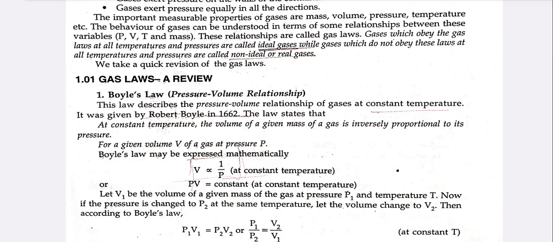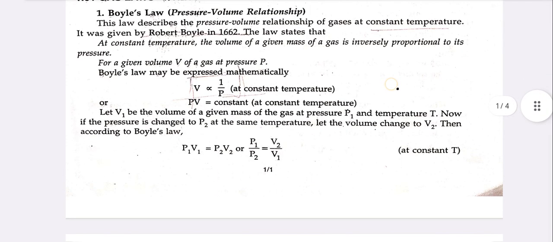For a given volume V of a gas at pressure P, Boyle's law may be expressed mathematically. V is inversely proportional to P, means volume is inversely proportional to pressure at constant temperature. So PV is equal to constant at a constant temperature. Let V1 be the volume of a given mass of the gas at pressure P1 and temperature T. Now if the pressure is changed to P2 at the same temperature, let the volume change to V2.